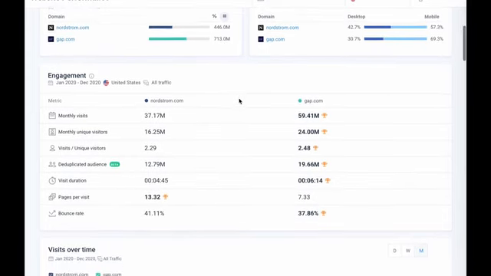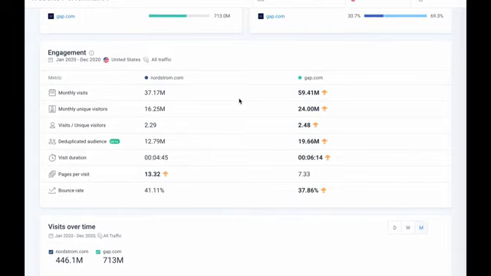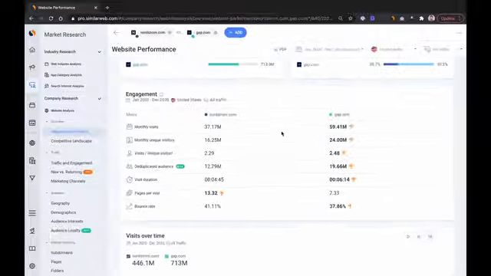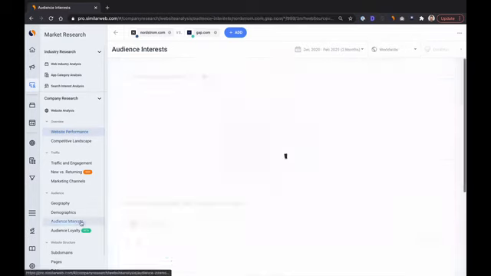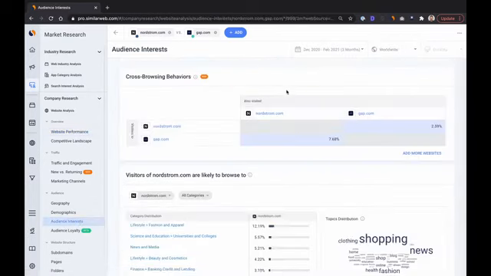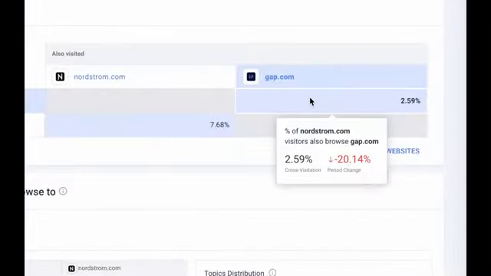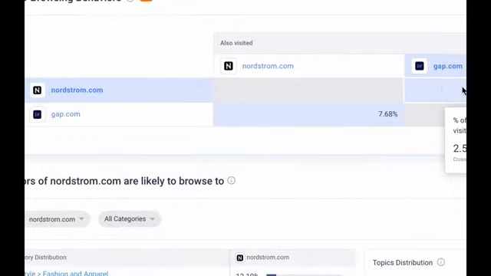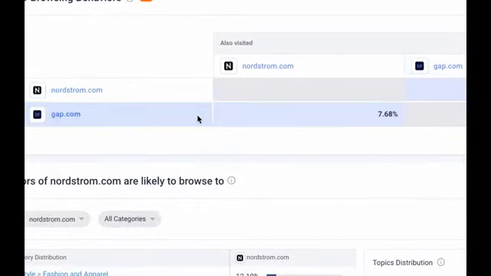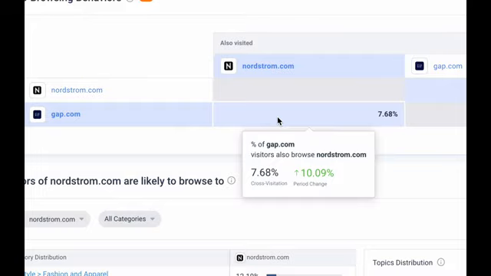One of the really powerful things Similarweb does is provide you insights into your audience, geography, demographics, and behavior. So if we go into audience interests, we discovered that of people who visited Nordstrom's site, about 3% of them went to Gap on the same day. And Nordstrom is definitely a competitive threat to us from a cross-shopping standpoint. Of those who first visited Gap's site, about 8% went to Nordstrom on the same day.